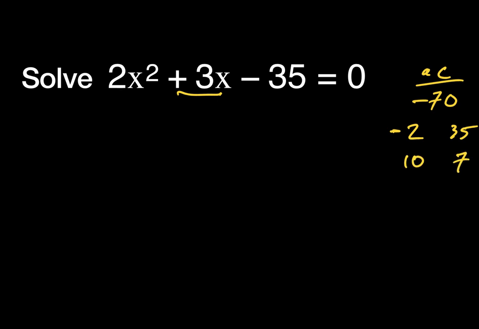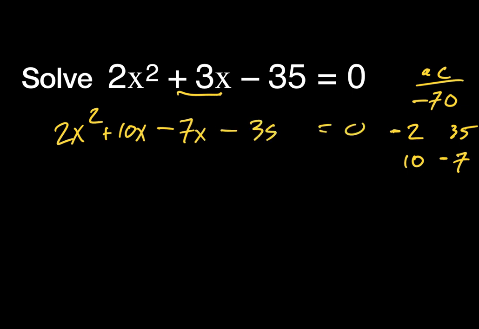10 and 7 is 70. The bigger number needs to be positive, so the other one is negative. And there the difference is 3, so that's my split up. 2x squared plus 10x minus 7x minus 35 equals 0. They're grouped and factored. 2x comes out of both of those, leaving me x plus 5.